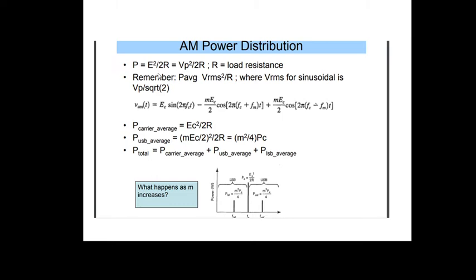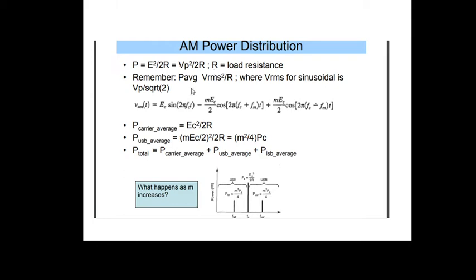So what is the power calculation, the power distribution along the double sideband suppressed carrier? Power is equal to E square by 2R. E is the amplitude, the peak amplitude or the VRMS value, so we take the peak values. R is the resistance value.